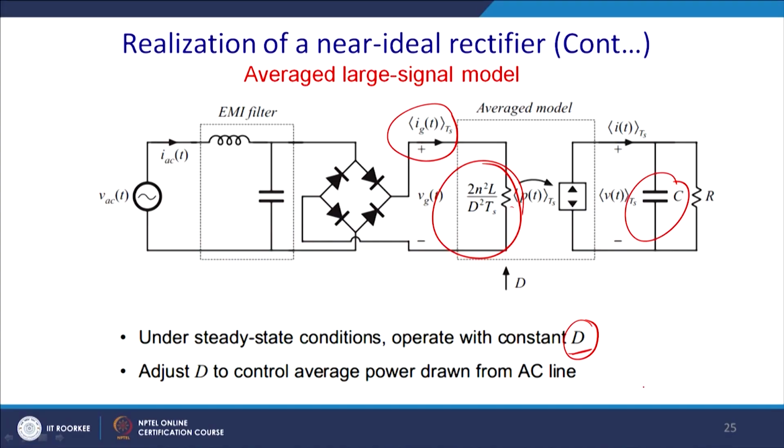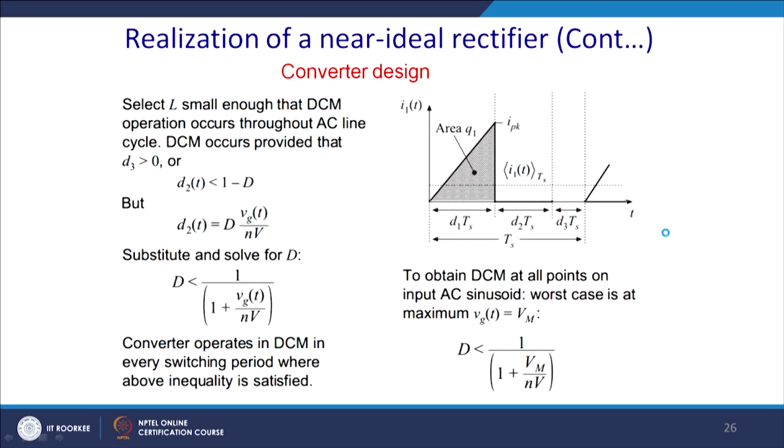So, if we assume a load, it may be that you are driving an LED for lighting purposes. Then you require a constant load, and ultimately you get a constant D maybe. So, adjust D to control the average power drawn from the AC line. If you wish to change this R, then something will change, otherwise everything can be fixed. Now, there are some issues here in the converter design. That is a huge topic of DC to DC converters, but we have to consider it.